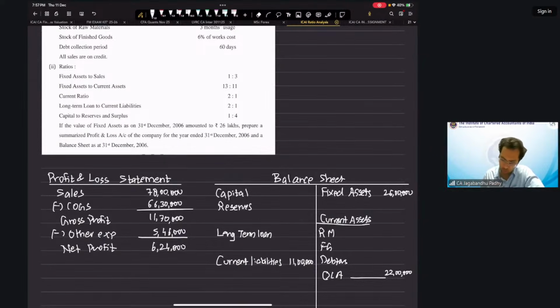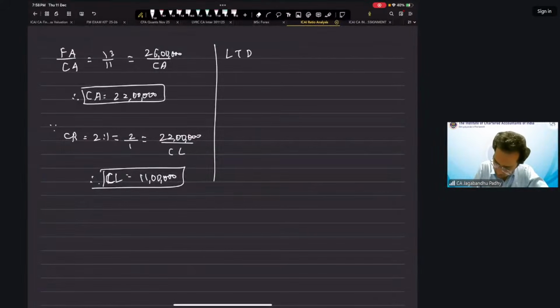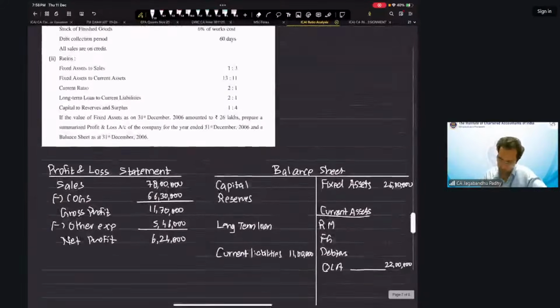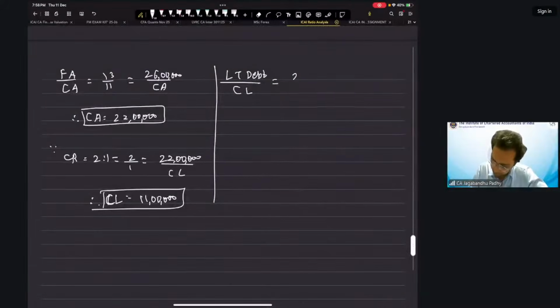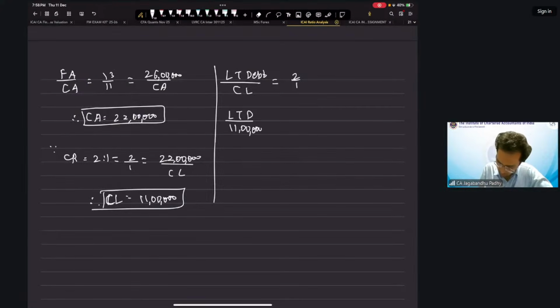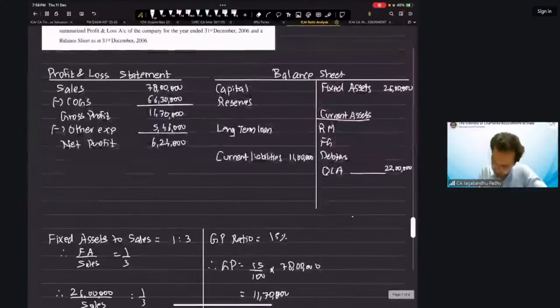Then long-term loan to current liability is 2:1. Now we know the current liability is 11 lakh. So what will be long-term debt? Long-term debt upon 11 lakh is 2. So long-term debt is 22 lakh. Right? Long-term debt is 22 lakhs.